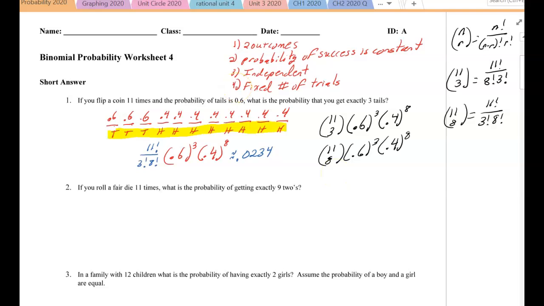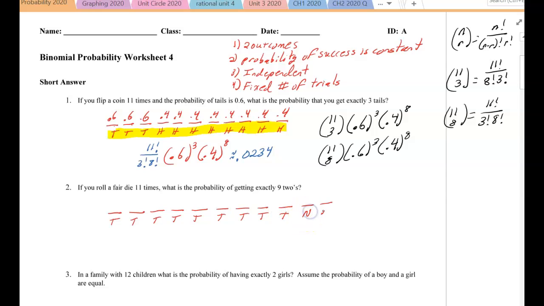Let's take a look at problem number 2. In number 2, you roll the die 11 times. What is the probability of getting exactly 9 2s? So I'm going to start out with my 11 dashes again. 1, 2, 3, 4, 5, 6, 7, 8, 9, 10, 11. I get a 2 9 times, and I don't get a 2 2 times.